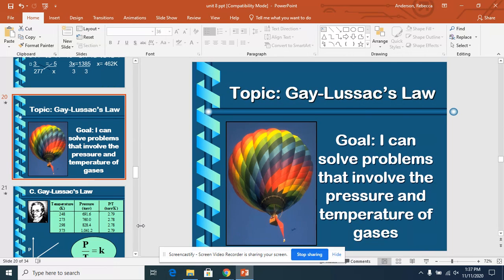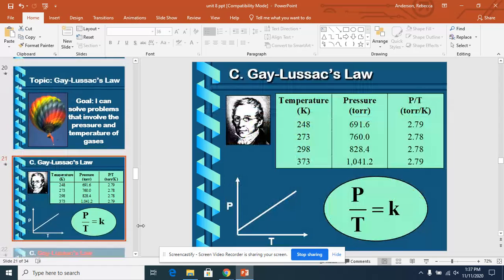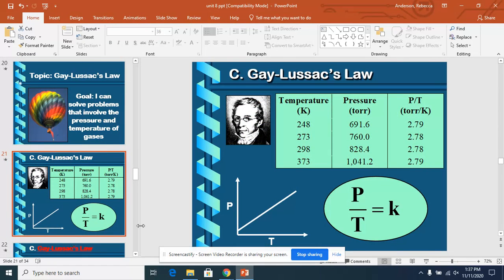Hello everyone. So today we are talking about the next gas law, and that is Gay-Lussac's law. So this goal is I can solve problems that involve the pressure and temperature of gases. So here we're just talking about temperature and pressure, so let's see what happens.